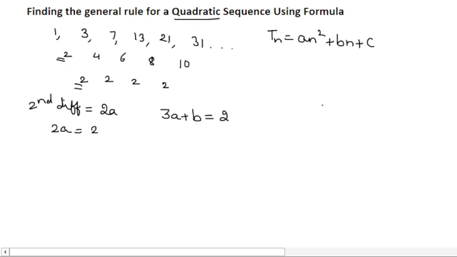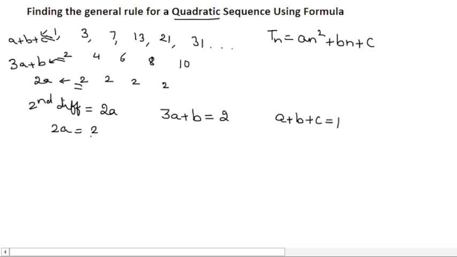The third expression that you need to remember is the first term of your original sequence. This is always equal to a + b + c. The second difference gives twice of a, the first term of the first difference gives 3a + b, and the first term of the sequence gives a + b + c. Let me write the third expression: a + b + c, which is equal to 1 here. We need to solve them for the variables.